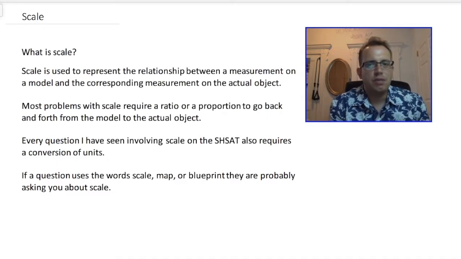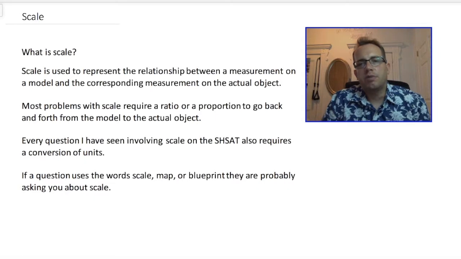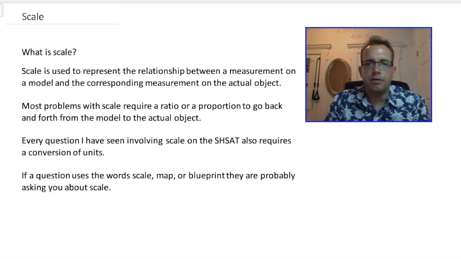So what is scale? Well, scale is used to represent the relationship between a measurement on a model and the corresponding measurement on an actual object. That's like a map, right? How far things are apart on the map isn't really how far they are apart. It's a representation of the real world. Most problems with scale require a ratio or a proportion to go back and forth between the model and the actual object in the real world.